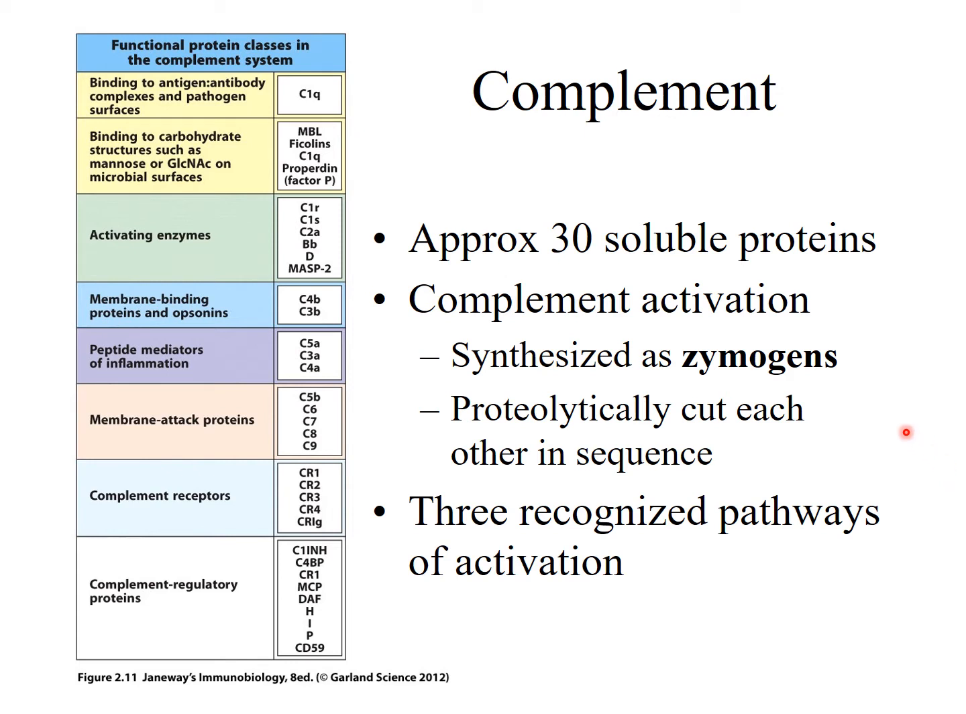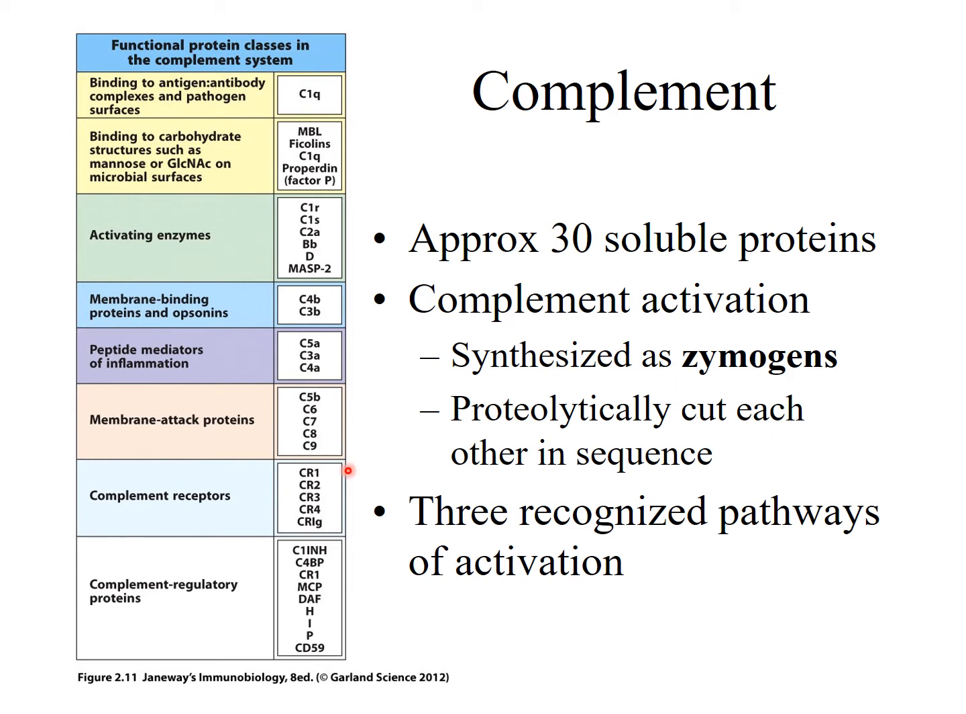They are numbered C, as you see here, C1, 2, 3, 4 on through. The number designation does not correspond to activation step. They were numbered based on when they were discovered. Okay, so C1 first discovered, C2 second, so on and so forth.